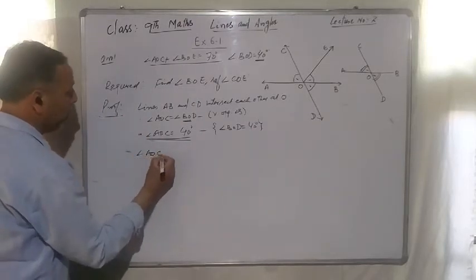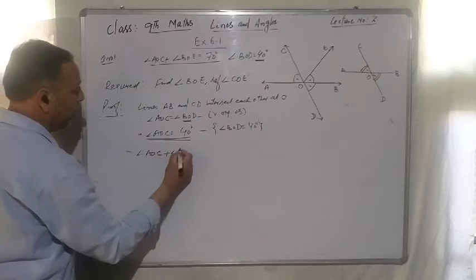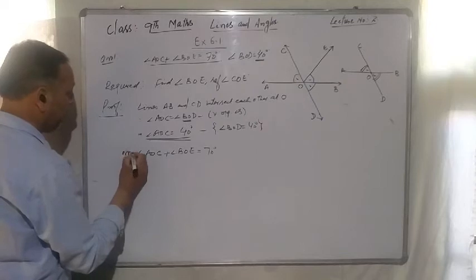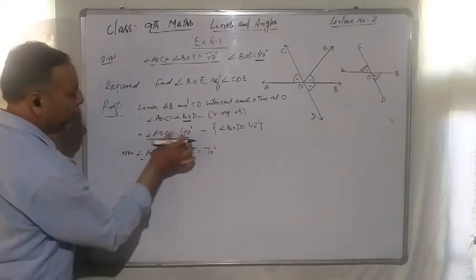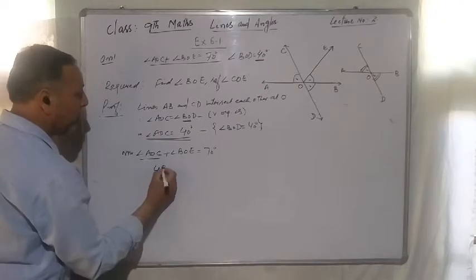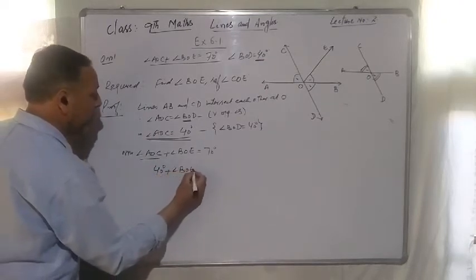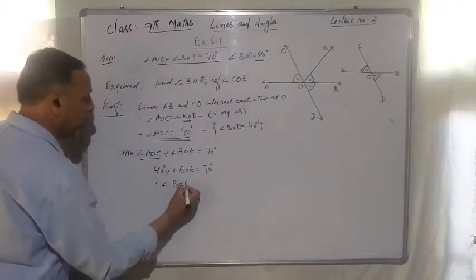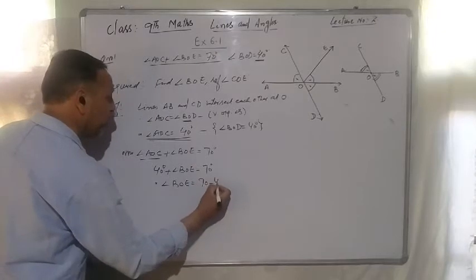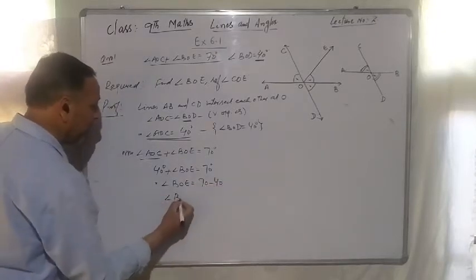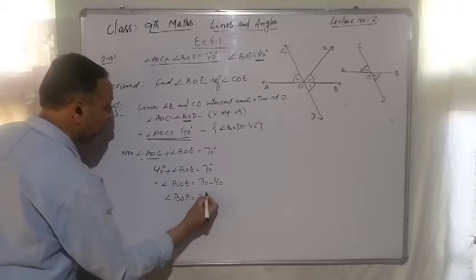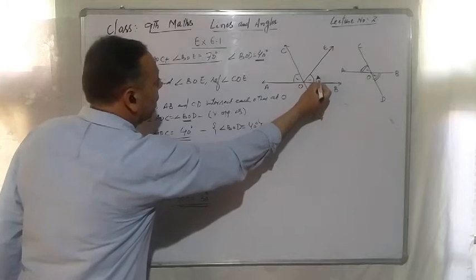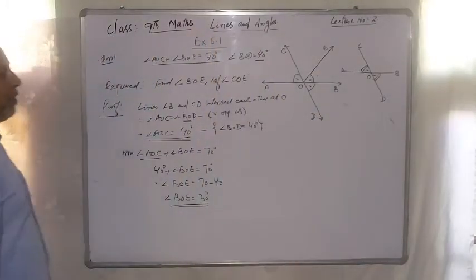Now, given is that angle AOC plus angle BOE is equal to 70 degrees. Now, angle AOC we have proved to be 40 degrees. So that means 40 degrees plus angle BOE is equal to 70 degrees. Or angle BOE is equal to 70 minus 40. That means angle BOE is equal to 30 degrees.